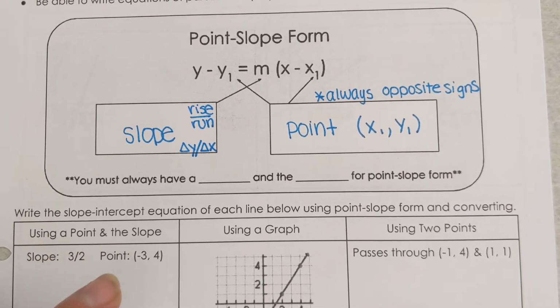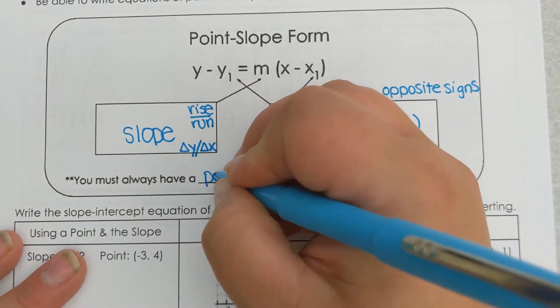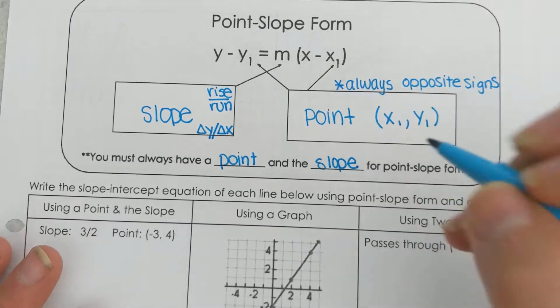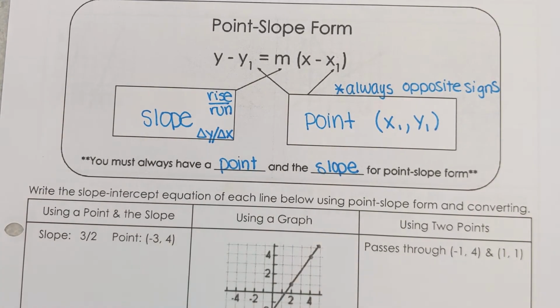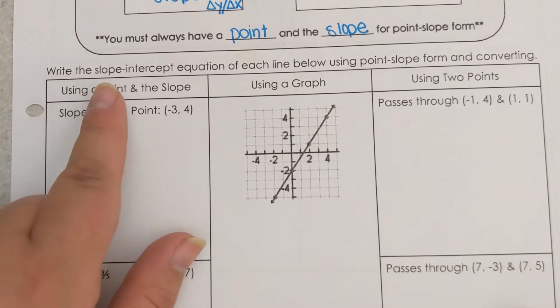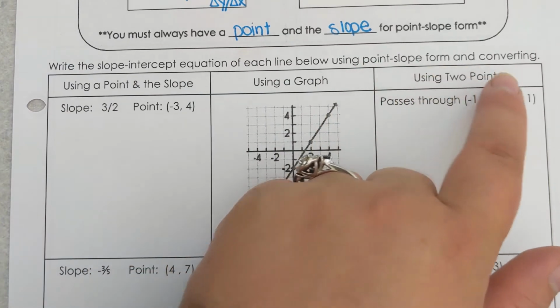Okay, and then for point-slope form, realize that you must always have a point and the slope. The main difference between this and y equals mx plus b is that that point doesn't have to be the y-intercept. In y equals mx plus b, it does have to be the y-intercept. So now we're just doing any random point on the line. And realize there are a bunch of options on every line. So we're going to practice writing the slope-intercept equation of each line using point-slope form and converting.